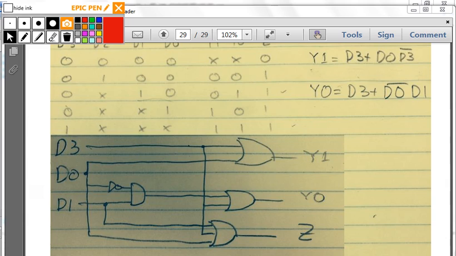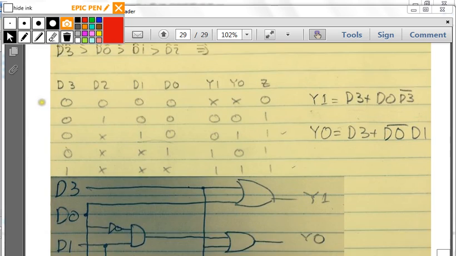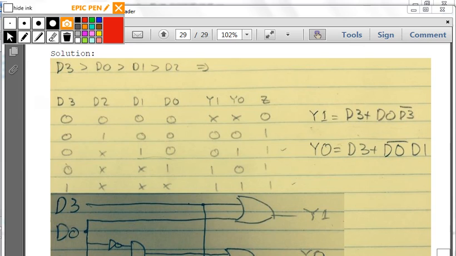Because if you had D3 and D2 as both one, which one would you want on the output based on this condition? D3. So if you had D0 and D2 as ones, which one would you want? D0. So, does that make sense? Would you say that one more time? If I had multiple values of one, right? You only have one value for each column.